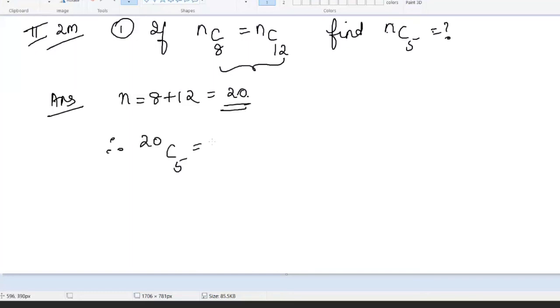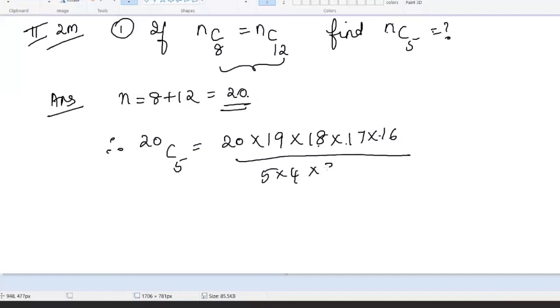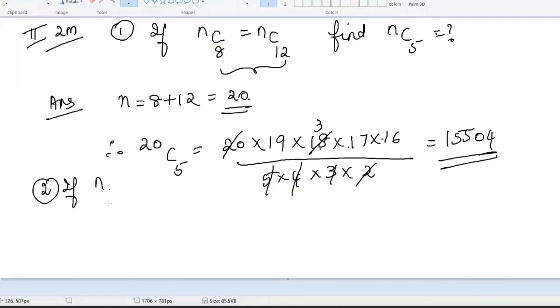What is this answer now? Yes, give me the answer. So it is 20 into 19 into 18 into 17 into 16, divided by 5 into 4 into 3 into 2. So 5 4s are 20, cancelled here. 3 2s are 6, 3 6s are 18. So multiply 19 into 3 into 17 into 16. Check whether you are getting 15504 as the answer.